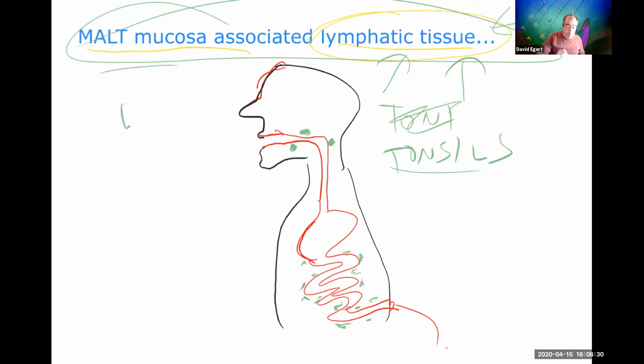So that's all I'm going to talk about that. And I think that's all I'm really going to talk about lymphatic tissue, although I am going to do a quick little thing here. All right, we got back to here.